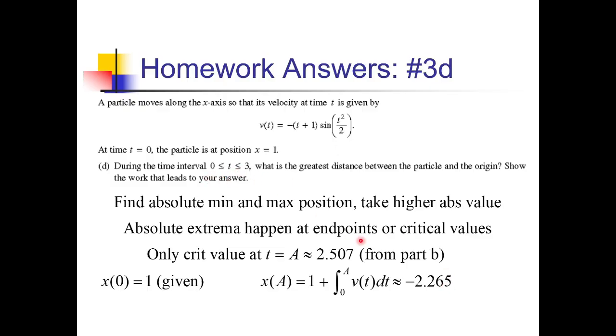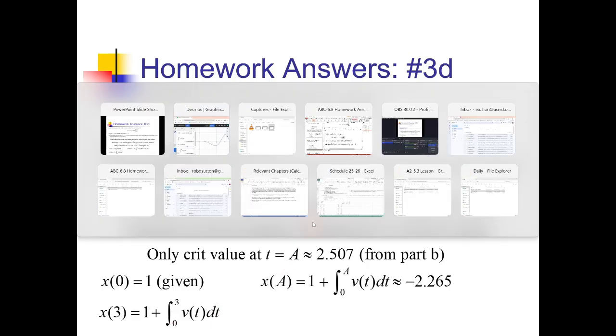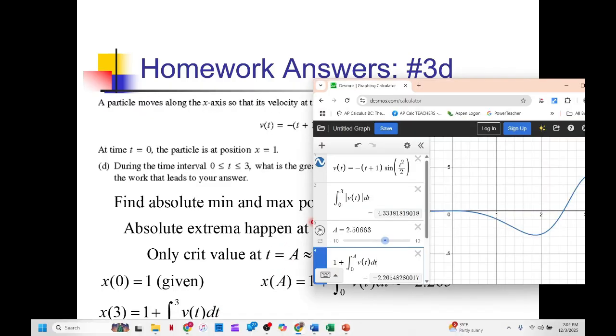So for that, we're going to follow kind of the same process. Now we'll do x of 3 equals 1 plus integral from 0 to 3 of v of t dt. So 1 plus integral 0 to 3. And then going back to Desmos, this is actually super easy to plug in because I've already got the integral from 0 to a. So let me just make this the integral from 0 to 3. Just change that one little value, and that's going to be negative 1.197.